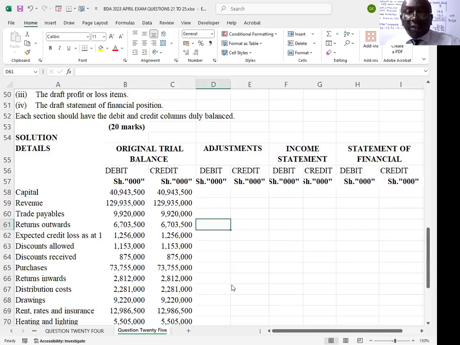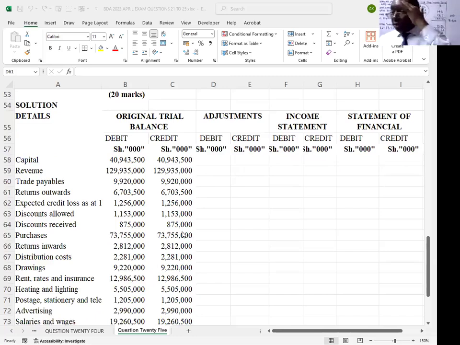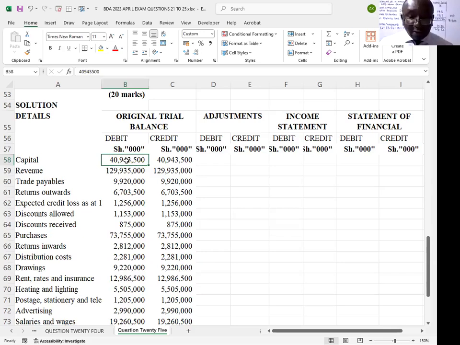So I think now we have to proceed. What you do from there now is just to know where each item belongs, and you put it accordingly. Just a minute. Capital. Is it debit or credit?